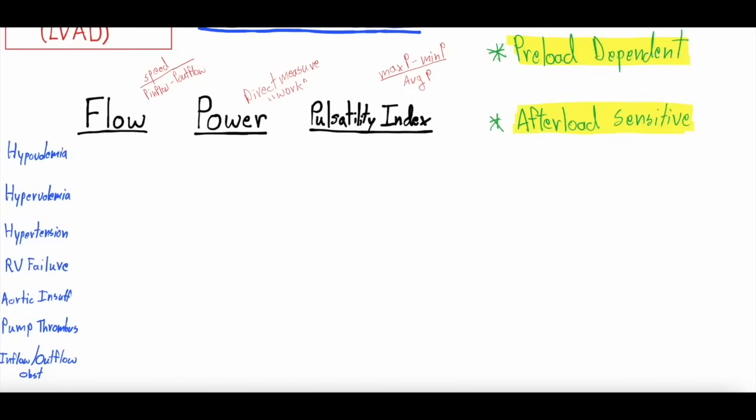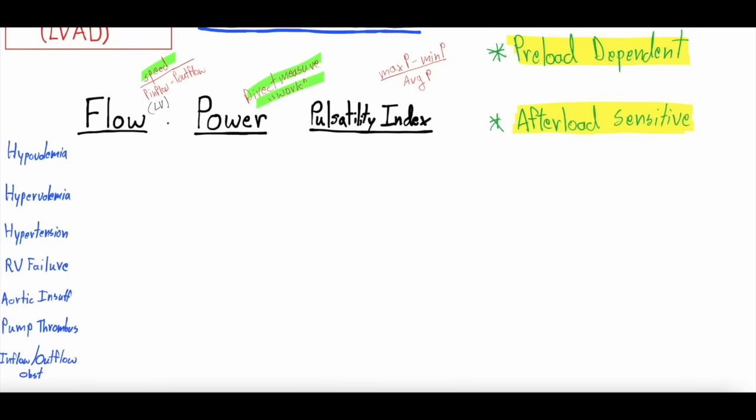If we're talking about equations in and of themselves, I wanted to write just a couple equations here. So these are the equations for flow, power, pulsatility index. One thing to note about power is that power is actually a direct measurement, all right? It's not extrapolated with an equation. Whereas flow and pulsatility index require equations. The flow is the speed divided by the pressure at the inflow. This is essentially the left ventricle pressure. That's where the inflow cannula lies.